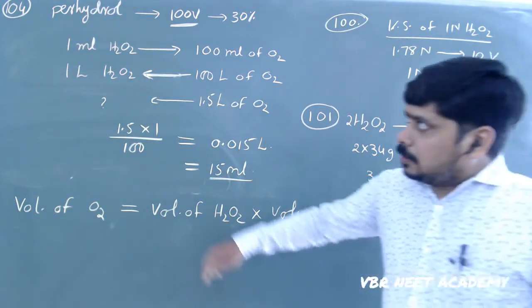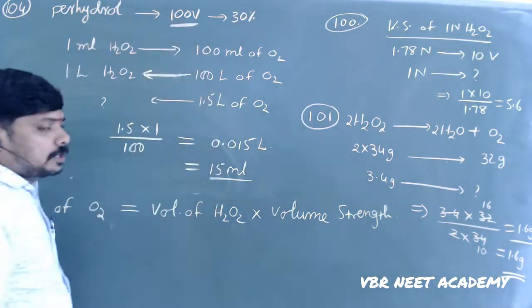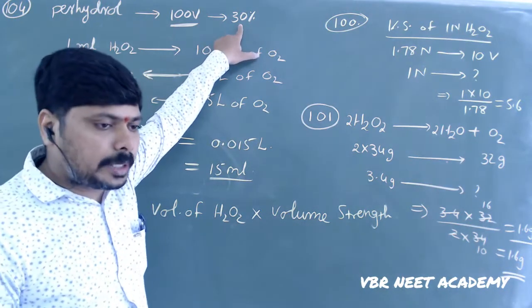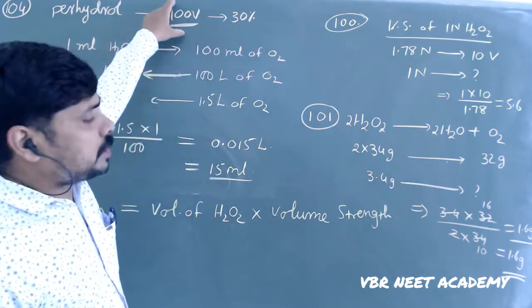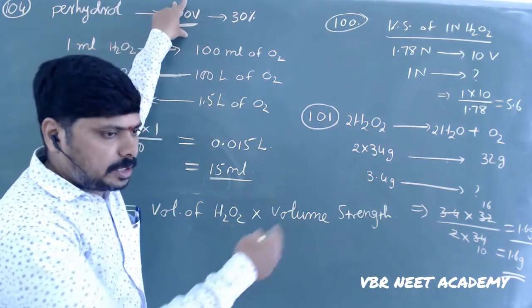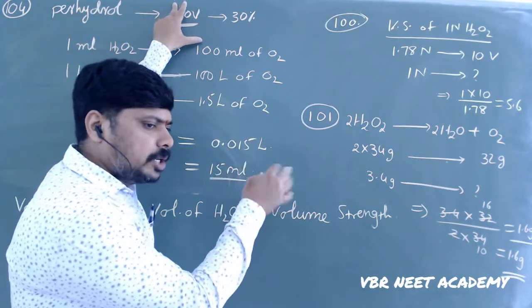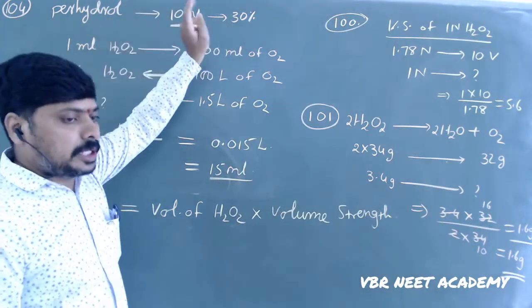104, the perhydrol is going to be 100 volume. Perhydrol is nothing but 30% H2O2. This 30% H2O2 is equal to 100 volume strength, according to the formula I gave. 3% is 10 volume, 30% is going to be 100 volume. So that's 30%, 100 volume strength H2O2.